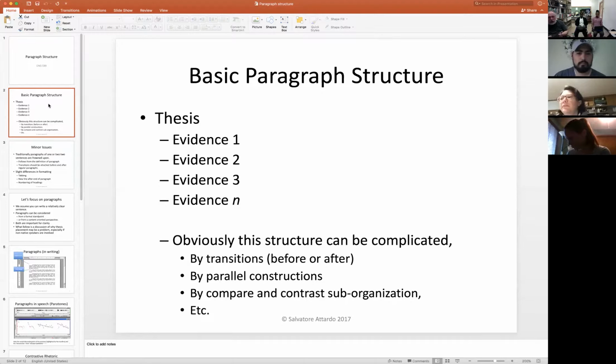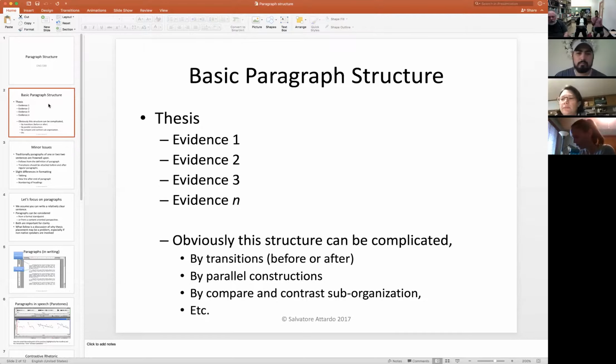So first of all, going back to the basic structure, so you have the thesis and then the evidence for your thesis, as many sentences as you need, obviously up to a limit. If you have 15 sentences, you should probably split it. But that's too much. And then, we said it can be complicated by transitions, which we discussed last week, where you say, all right, I've done X, now I'm going to do Y. But then you can also have other things, right? So you can have, for example, parallelisms, right?